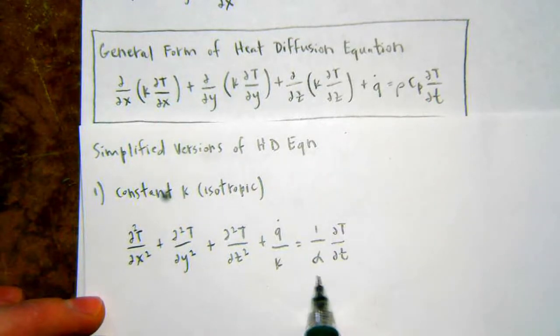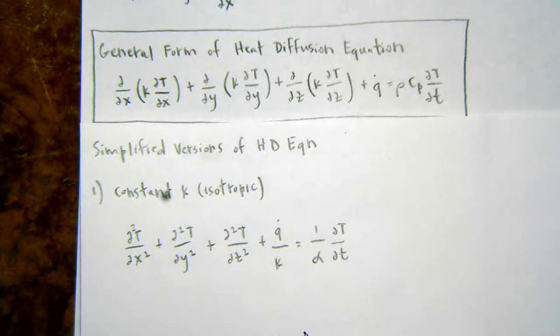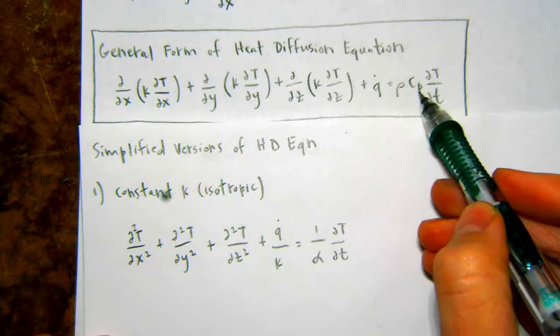And if you remember, this alpha here is our thermal diffusivity term that we talked about previously, and that's from dividing this rho Cp by K.